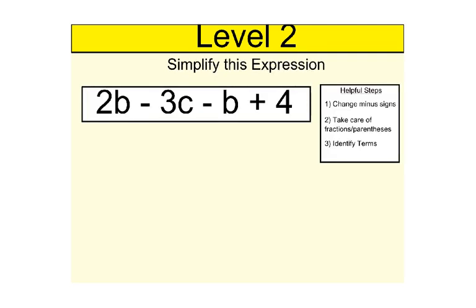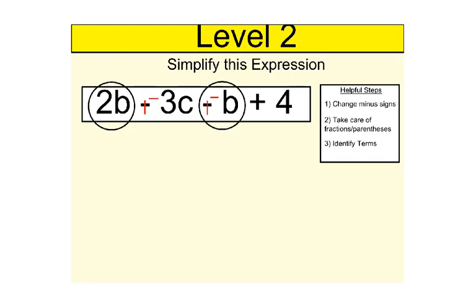Here's my next problem. We're first going to do it by changing the minus signs using our helpful hints. I'm going to go through the problem and I'm going to say, oh, plus a negative, plus a negative. Next, I'm going to take care of parentheses and fractions. Well, I don't have any. So I'm going to go to the next one, which is identifying the terms so I can get my like terms. 2b and a plus a negative b.